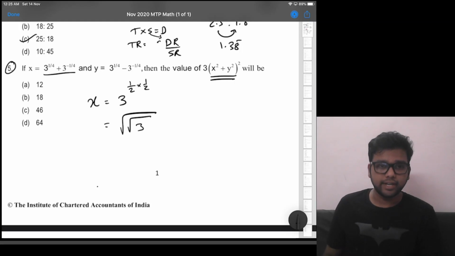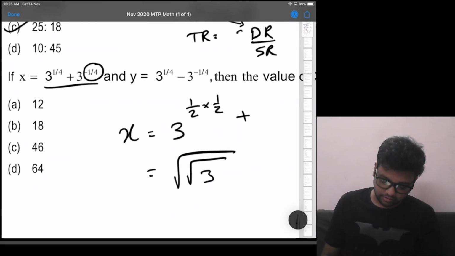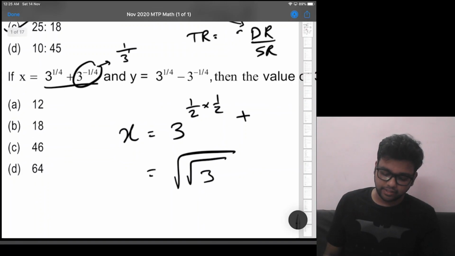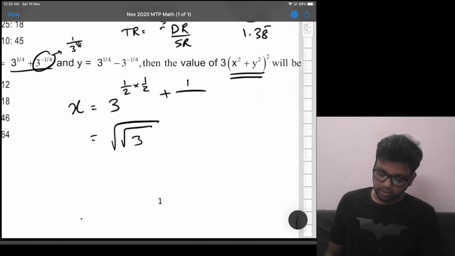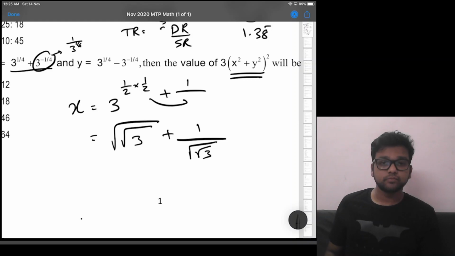Raised to half means root, right? Plus, that is just its reciprocal. 3 raised to minus 1 by 4 means what? This minus 1 by 4 just means 1 by 3 raised to 1 by 4. Right? So we can just write it as 1 upon this. So it will just be 1 upon root 3.